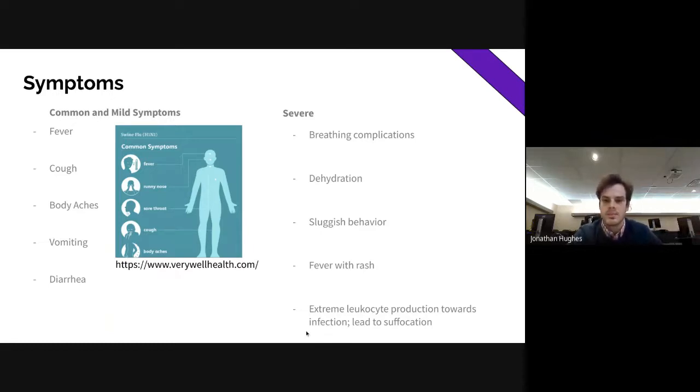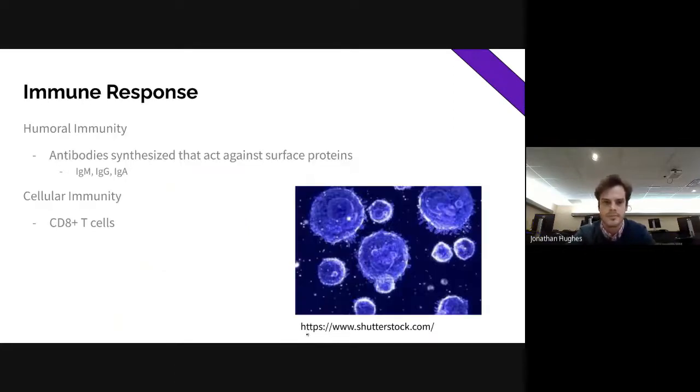That inability to breathe is going to contribute to more sluggish behavior. In some cases, you could experience a fever with a rash. And then one of the more severe symptoms, which is one of the main causes of death, is going to be that extreme leukocyte production, which will try to fight off those infected cells in the lungs. So they'll actually kill those cells, which will lead to suffocation and eventually death.